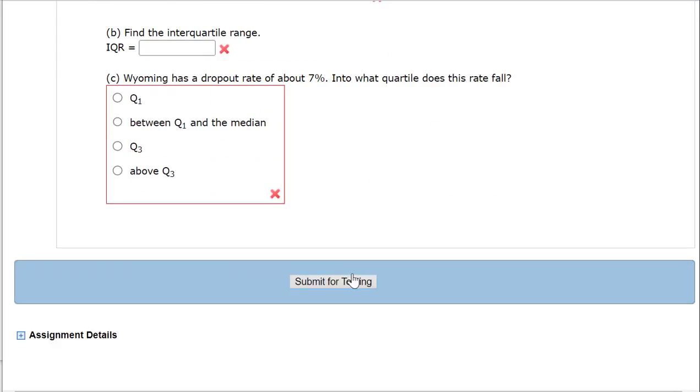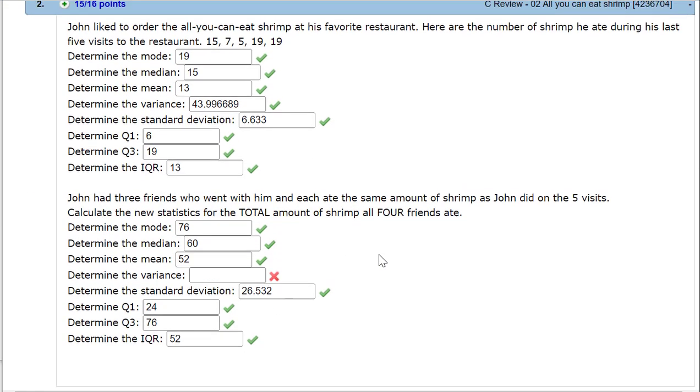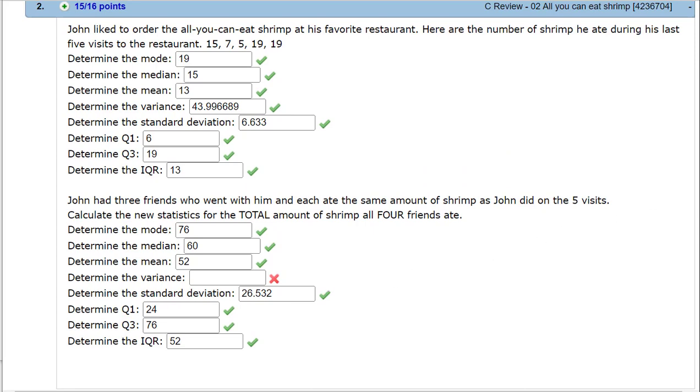Good thing I get a second try, right? Actually, that doesn't apply to me in this mode. So now you can see I have all the values correct. Okay, what about this variance?